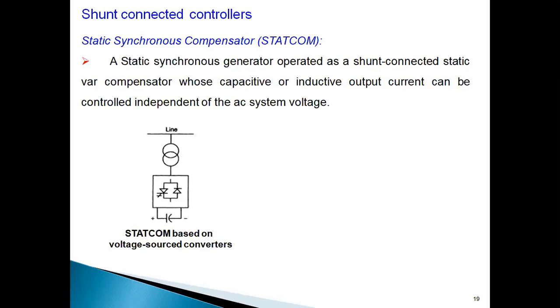And it has two modes of operation. One is capacitive mode, the other is inductive mode. Whenever in capacitive mode, it will generate reactive power. Whenever acting in inductive mode, it will absorb reactive power. And already we have seen generation and absorption of reactive power. For that, I told about capacitor and inductor. Capacitor, due to its leading power factor, will generate reactive power. Inductor, due to its lagging power factor, will absorb reactive power.